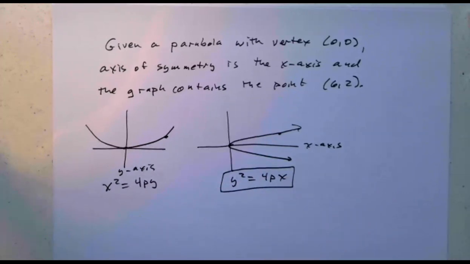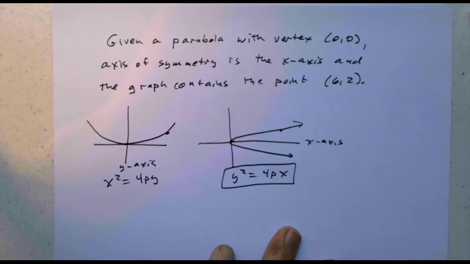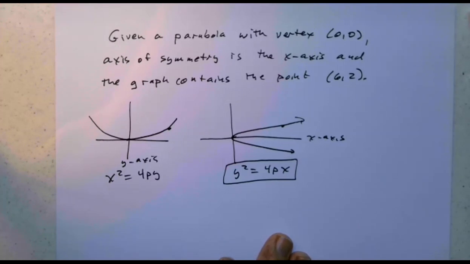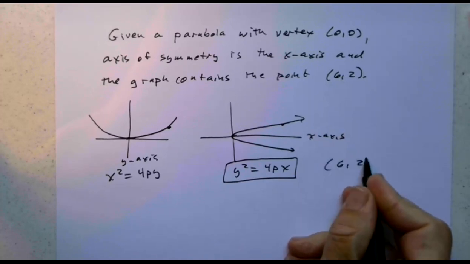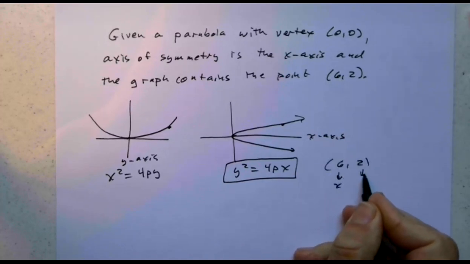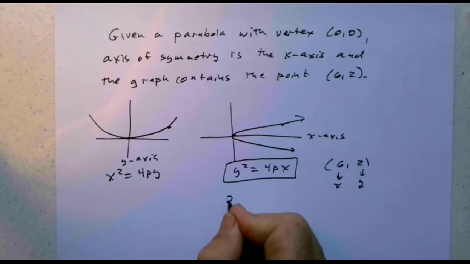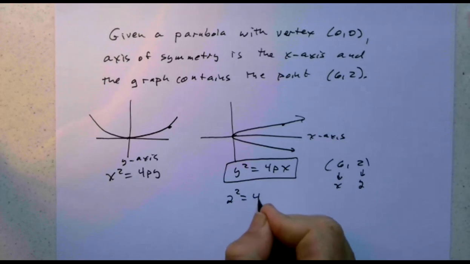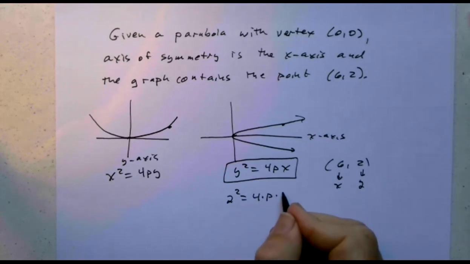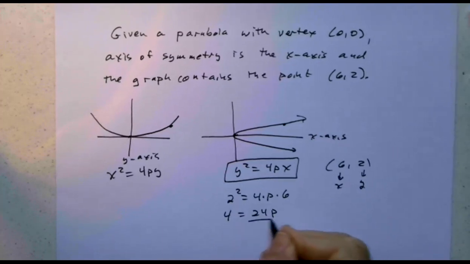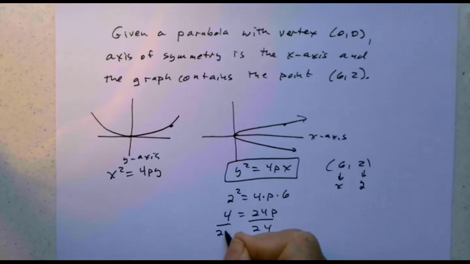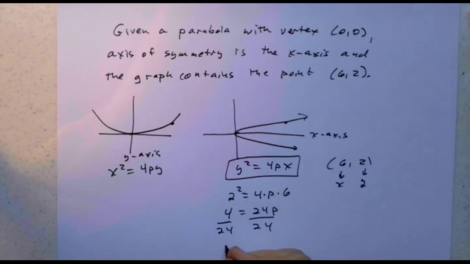So knowing that y squared equals 4px, can we find p? If we find p, we find the equation, but we can also find the focus and the directrix and other interesting things. So what do I know? Y squared is 4px. I've got the point 6, 2. 6 I'm going to substitute for x, 2 I'm going to substitute for y. So 2 squared is 4 times p times x. What is x? x is 6. So I get 4 is 24p. Divide both sides by 24, and I get 1/6 is p.